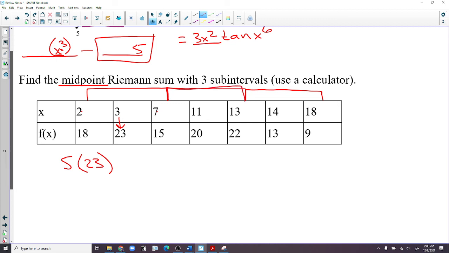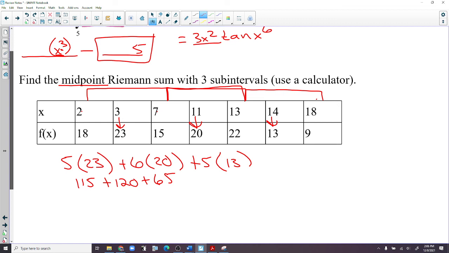So 7 to 13 is 6, but we're using the midpoint to find the height. And finally, the last one, 13 to 18 is 5, but we're using the midpoint to find the height. And I said use a calculator, but it turns out this one's not that bad. 120 plus 65. So we're actually adding 185 to this, and I think that turns out to be 300. So 300 is the answer. Yeah, go ahead.